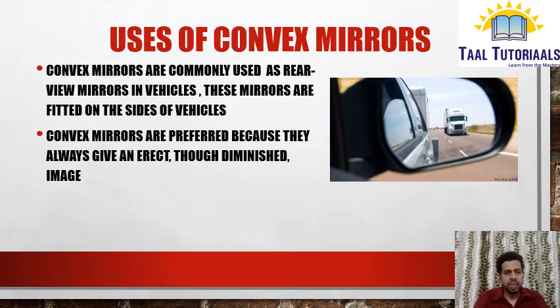Convex mirrors are preferred because they always give an erect image. It means it will not give an inverted image. If a person who is driving sees an inverted image, he may get confused, right? So convex mirrors will anyway produce erect images, though diminished image, that is not a problem, but he can see that a vehicle is coming. That is the purpose. So that is served by using convex mirrors.